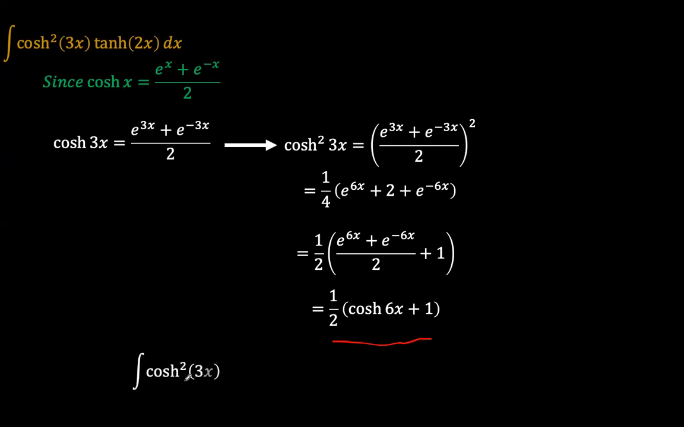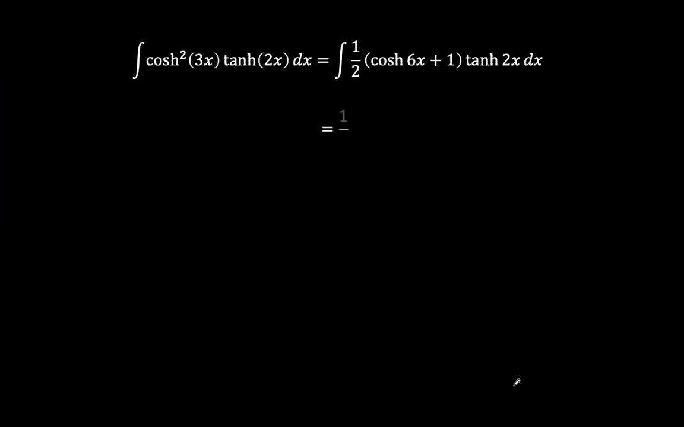So the integration of cosh squared 3x times hyperbolic tangent 2x is the same as the integration of a half into brackets cosh 6x plus 1 times hyperbolic tangent of 2x. So eventually, pulling the constant half out, we have a half times the integration of cosh 6x times this, multiplied by this, and then this multiplied by this. So we have cosh 6x times hyperbolic tangent 2x plus the integration of hyperbolic tangent 2x.